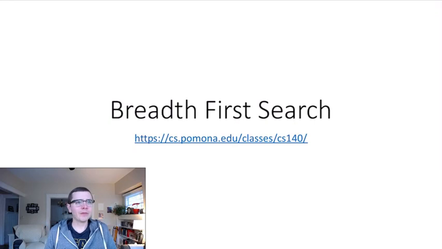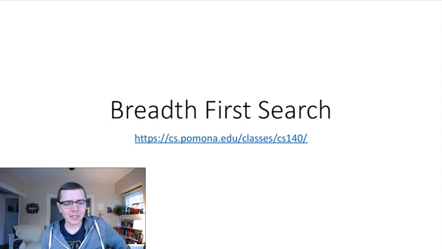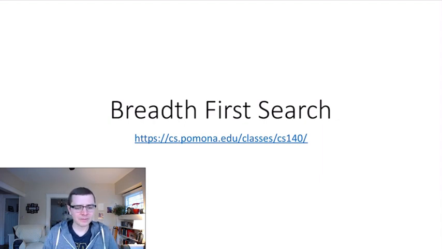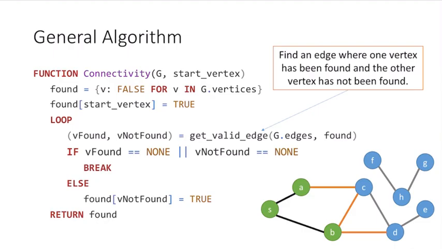Alright, so we have our general connectivity algorithm. Now let's look at one specific implementation of how you can find everything that's findable from a specific vertex. So what we're trying to do is give a specific implementation detail for how we pick this next edge.